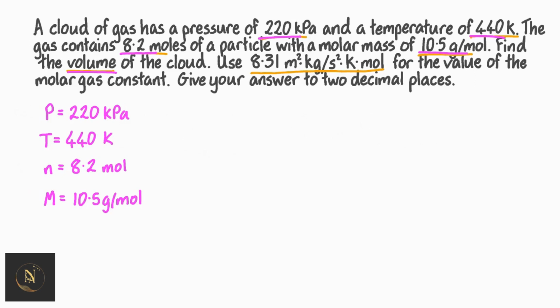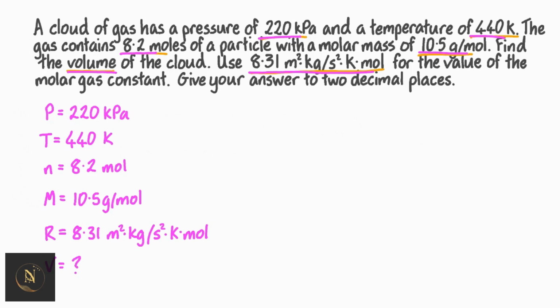We are also given a value to use for the molar gas constant, and we give this constant the symbol capital R. The last quantity we need to give a name to is the volume of the gas cloud, which is what we want to work out, and let's label this volume as capital V.